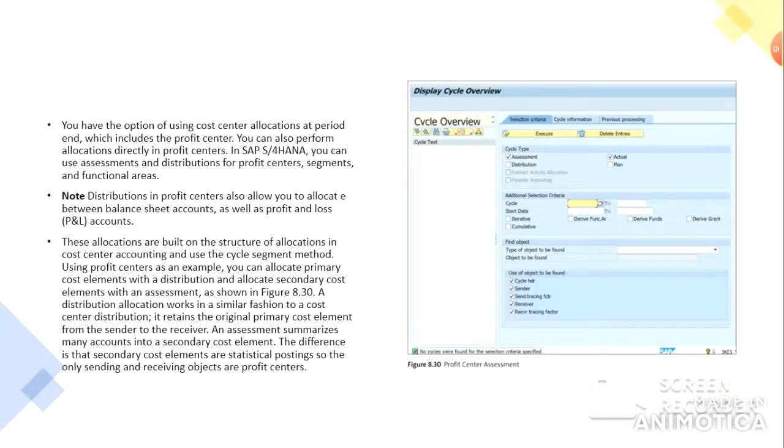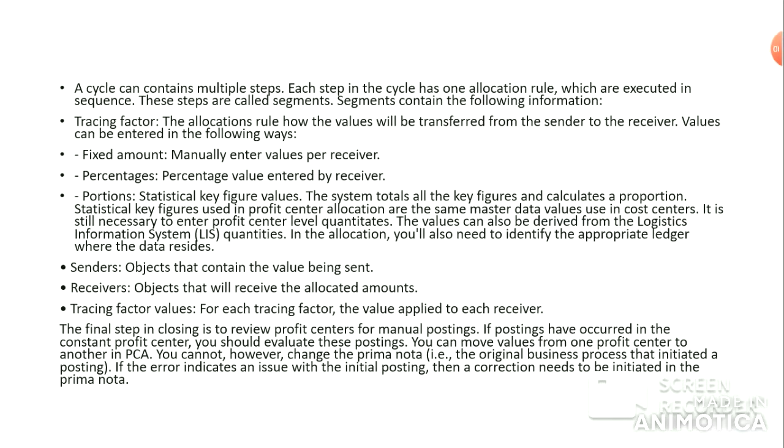Segments contain the following information. So we can see here the cycle type is assessment, actual, use of object to be found. Segments contain the tracing factor, fixed amount, percentages, portions, senders, receivers, and tracing factor values. Tracing is how the allocation rule determines how the values will be transferred from the sender to the receiver. Values can be entered in the following ways: fixed amount, where you manually enter values per receiver.